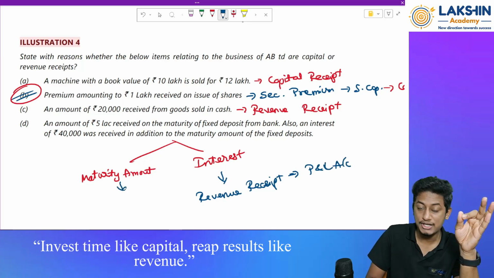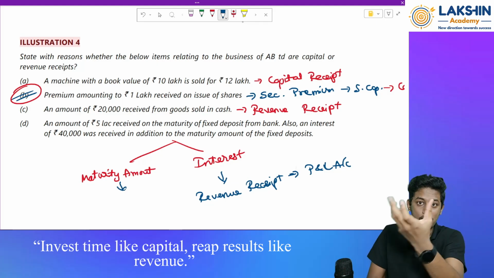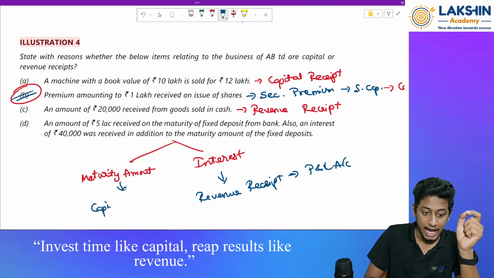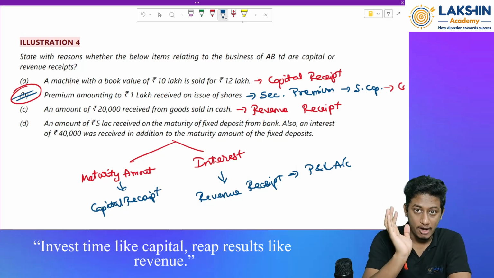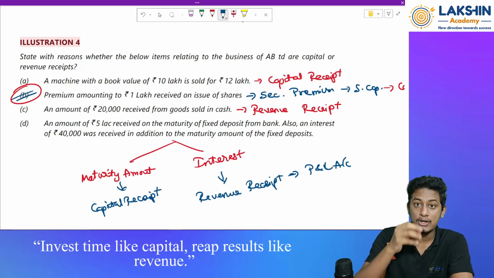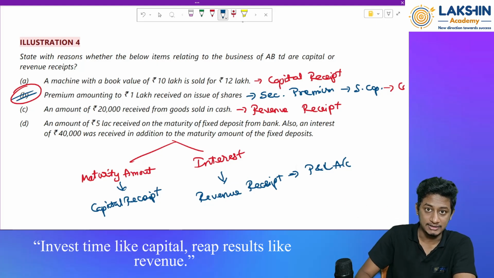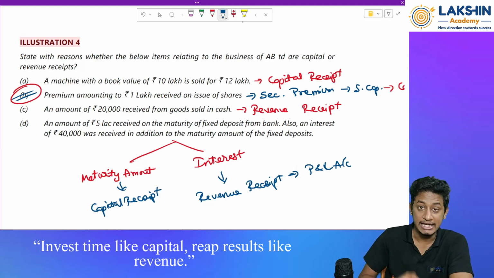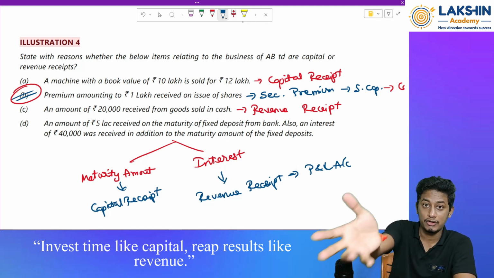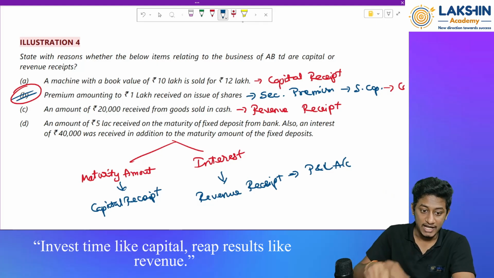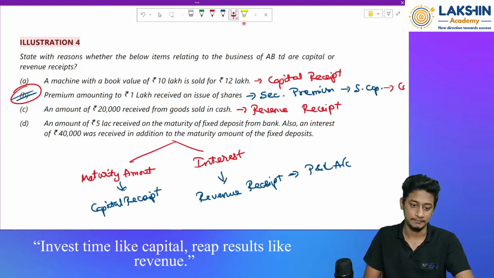Then coming to the maturity amount. Whatever amount you received is a capital receipt. Why is it a capital receipt? Because whatever deposits you have are a fixed asset, since you keep them in the bank on a long-term basis to earn some interest. It's an investment, and investments are always categorized as assets. Now you are giving up the asset, selling it, and receiving the money. Because of that, this will be taken as a capital receipt. Done? Fine. Next.